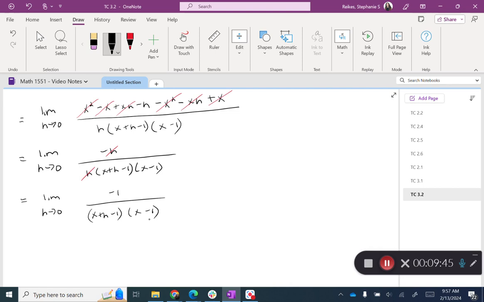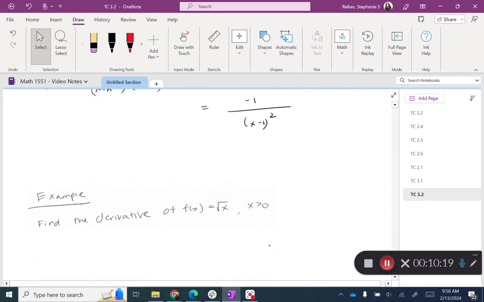And now at this point, I can go ahead and plug in 0 for h. And I'm going to have negative 1 over x plus 0 minus 1 times x minus 1. And when I simplify that out, right, I can ignore that 0, and all that's left is negative 1 over x minus 1 times x minus 1, which I can rewrite as x minus 1 squared. So there we go. My final derivative for this problem is just negative 1 over x minus 1 squared.